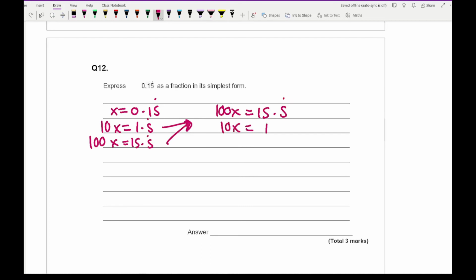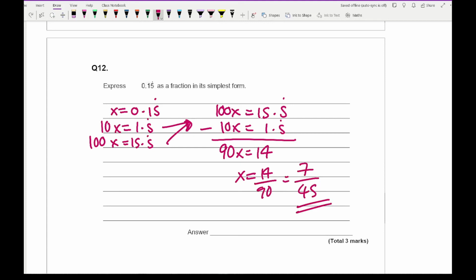10x equals 1.5 recurring. Take the two things away, and I end up with 14, and so x equals 14 over 90, which is 7 over 45.